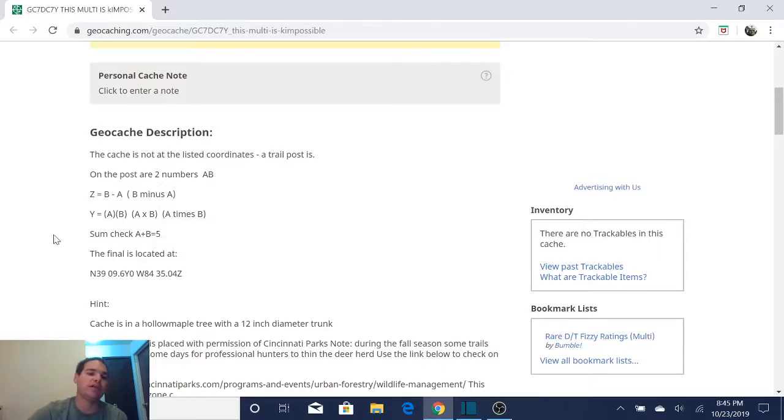Also, another thing to really pay attention to is the checksum. That's right here. This checksum basically tells you that you have the right numbers for A and B, and it tells you that A plus B is 5. So A could be 4, B could be 1. A could be 1, B could be 4. A could be 3, B could be 2. A could be 2, B could be 3. Those are the combinations that it could possibly be in order to get 5 as your checksum. It's important to pay attention to the checksum because it gives you confidence to know that you did it correctly before you proceed to the final location.